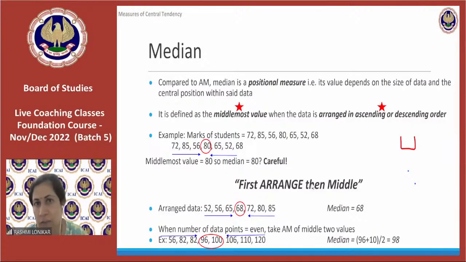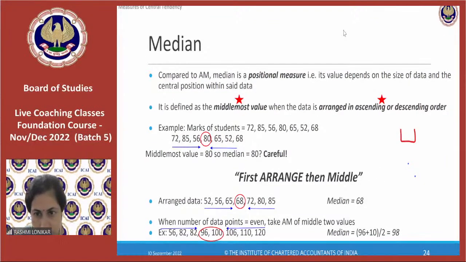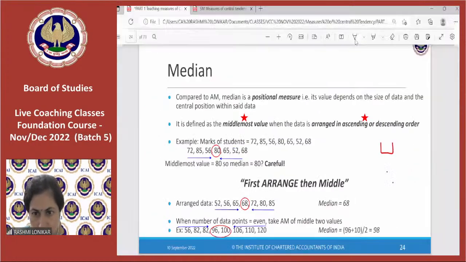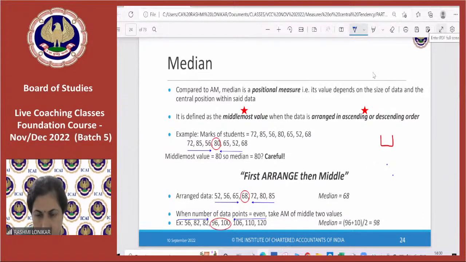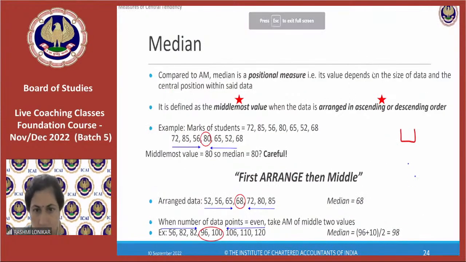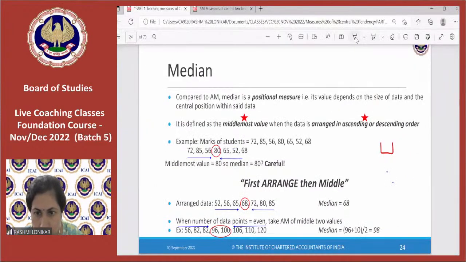So when I have discrete variables, what I should remember is this. Okay, this is very important. Okay, this is the most important thing: first we need to arrange the data, and then we will find the middle value.